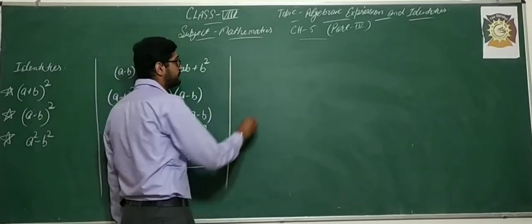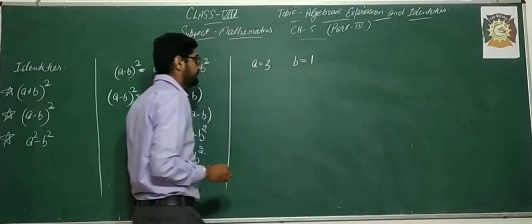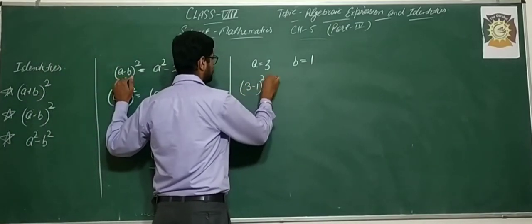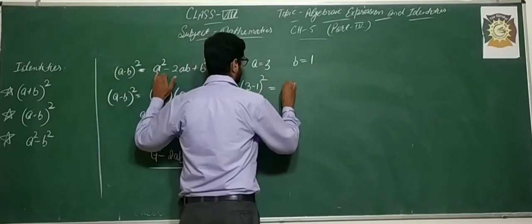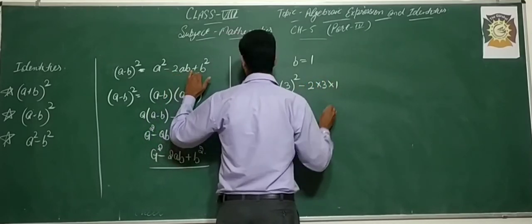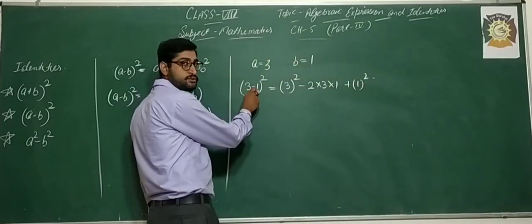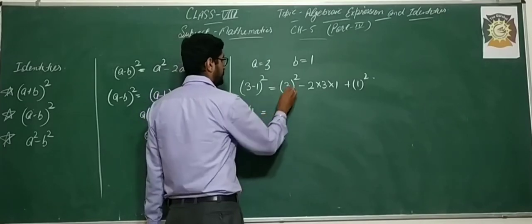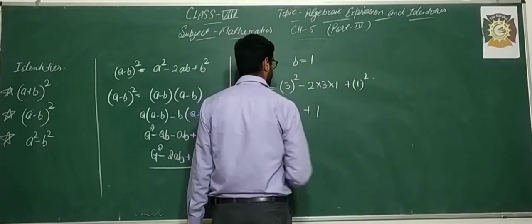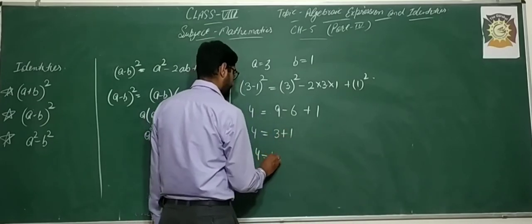Now we will put the value of a is 3 and the value of b is 1. In the same identity, here you can see it will be (3 minus 1) square is equal to 3 square minus 2 into 3 into 1 plus 1 square. Now 3 minus 1, this is 2, and 2 square, it will be 4. 3 square is 9 minus 6 and plus 1. So 9 minus 6, it will be 3, and 3 plus 1 is equal to 4.